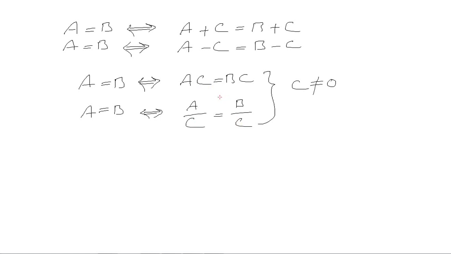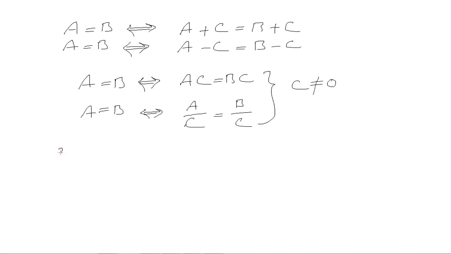It also means that, reading it from this direction, you can cancel the same factor from both sides of an equation. So here you have the factor 1 over c, which you can cancel from both sides of an equation. Okay, now let's see how we use these cancellation laws.